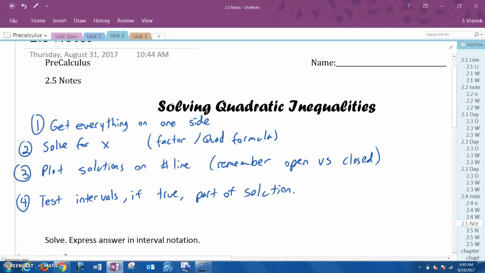Alright class, this is the last lesson for Unit 2. It's called Solving Quadratic Inequalities. You can pause this screen if you want, just to get all this stuff down. But basically there are 4 steps to doing this.